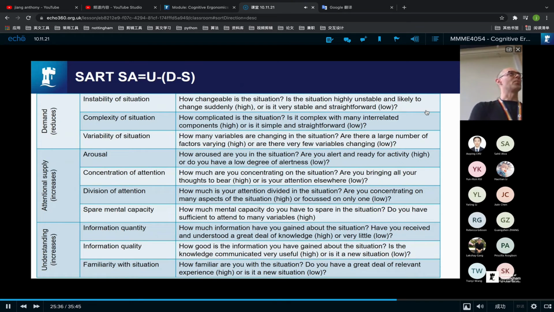Okay, good. So what was your situation awareness score? Who's calculated it? Mine was 1.17. Anybody calculated their score yet? We're not moving on until I start hearing some situation awareness scores. Yeah, of course, it's up there in the title. So demand minus supply, and then you take that figure away from understanding.